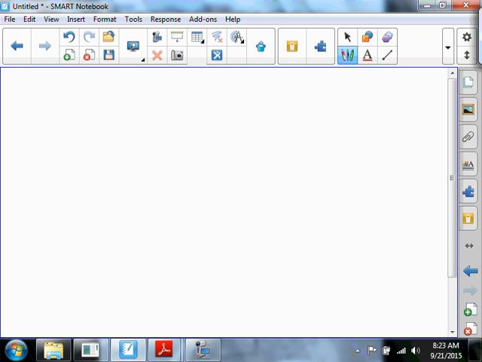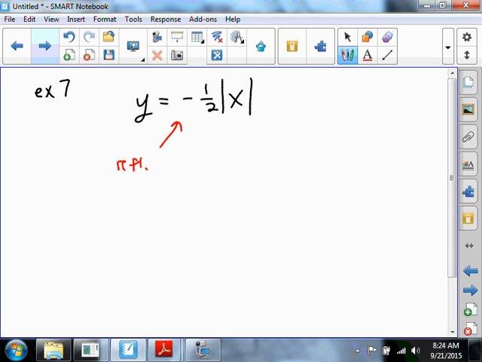We got 2 more. Example 7. Y equals negative 1/2 times the absolute value of x. This negative tells me what? The graph's going to open upside down. Nice. So it's a reflection. So the graph's going to be opening downward.